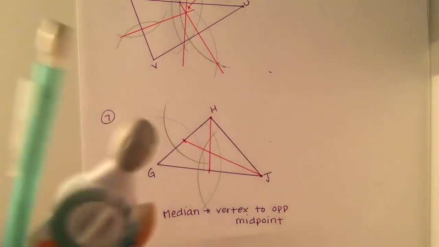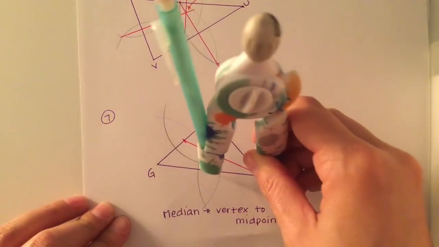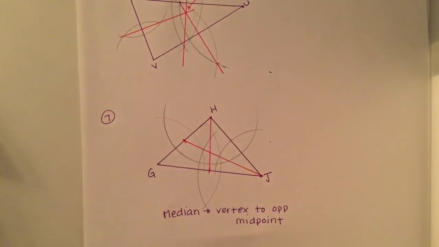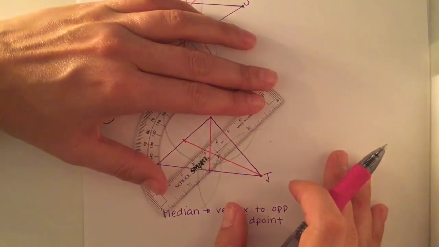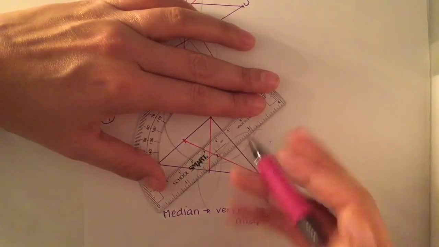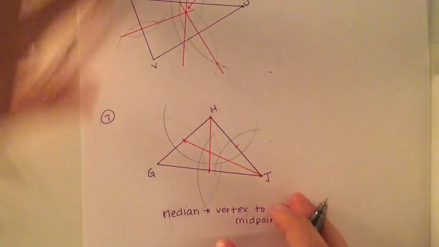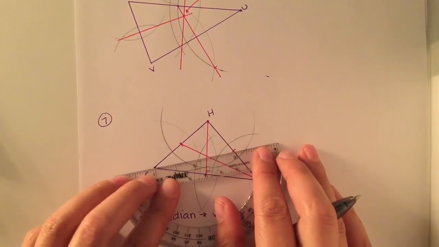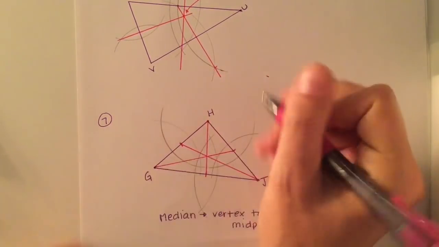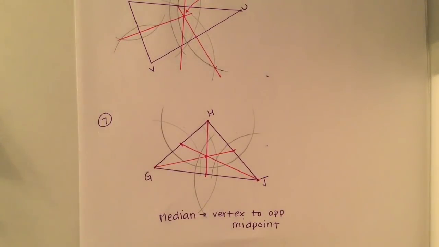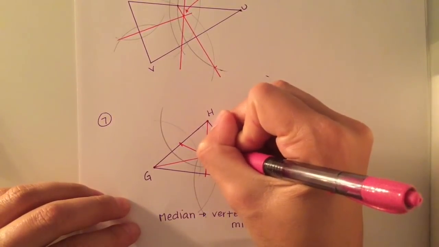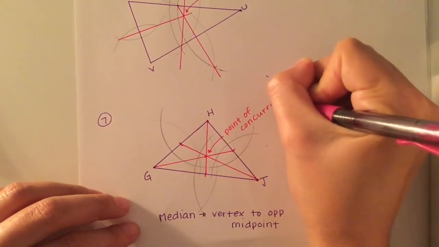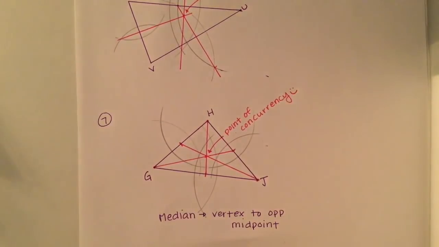And for my last median, I want the midpoint of JH, so put my compass point on J, draw your arc, keeping the compass setting the same, draw the same arc from H. I'm going to line up those points of intersection, mark where my midpoint is. And then for the median, I want to connect G to the midpoint. And again, we see that all three medians intersect at one point, which again we call the point of concurrency, which will be helpful when it comes time for your project.